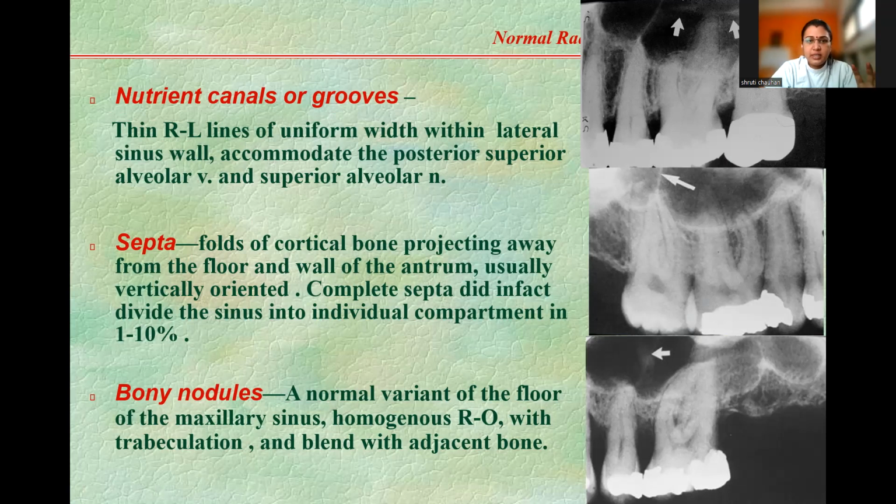Okay, now the third thing which we can find in the sinuses, the bony nodules. It's the normal variant of the floor of the maxillary sinus, homogeneous, radiopaque with trabeculation, and it blends with the adjacent bone. If you look at this clearly, okay, these are variants of the maxillary sinus and they're radiopaque because it's a nodule made of bone, so it is opaque and it blends with the adjacent bone.